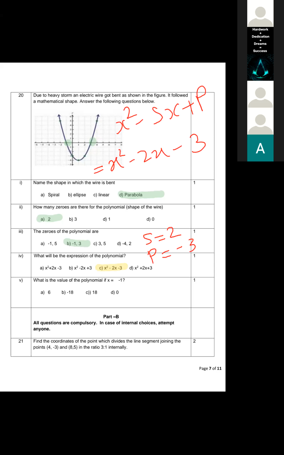What is the value of the polynomial if x equals minus 1? At x equal to minus 1, what will be the value? See children, if you identify the wrong polynomial in part 4, then obviously part 5 will be wrong. So if you have done part 4 correctly, then only part 5 can be correct. Now put minus 1. Minus 1 square is 1, plus 2, minus 3. Yes, the answer comes out to be 0.